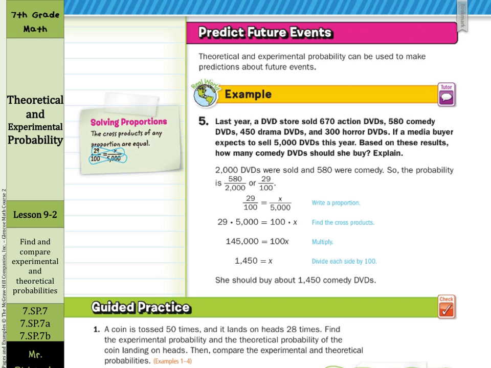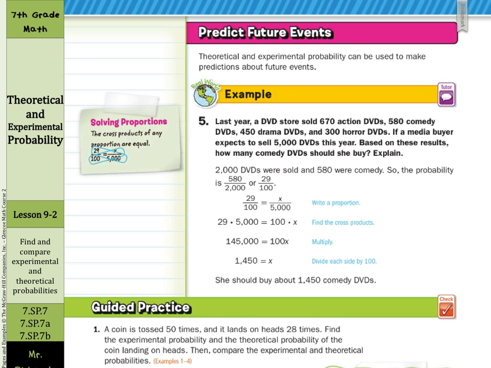Now what we're doing here is setting up a proportion, saying, all right, 29 over 100 is going to equal x, where x is my unknown. The x is the number of comedy DVDs I should buy this year out of the 5,000 that are going to be sold. Well, if you cross multiply 29 times 5,000, 100 times x, and solve, you'll get 1,450 comedy DVDs.